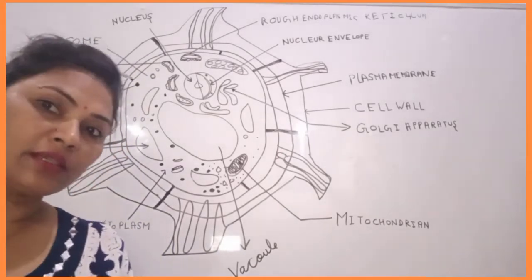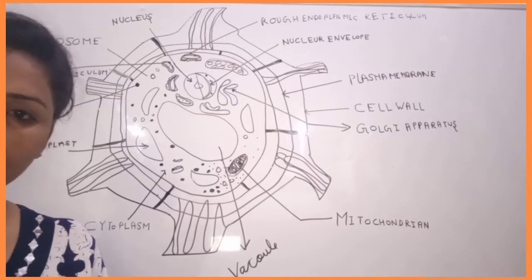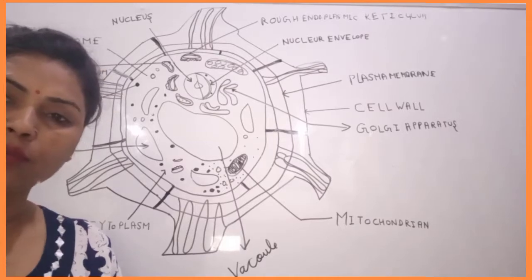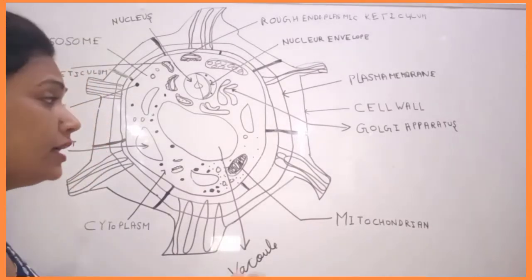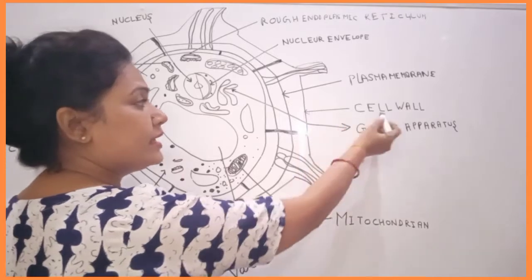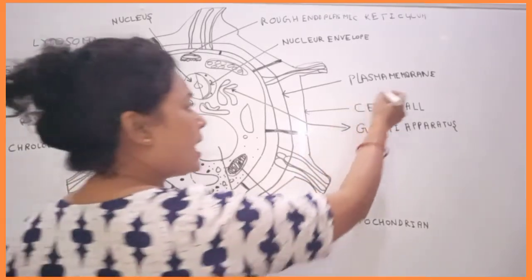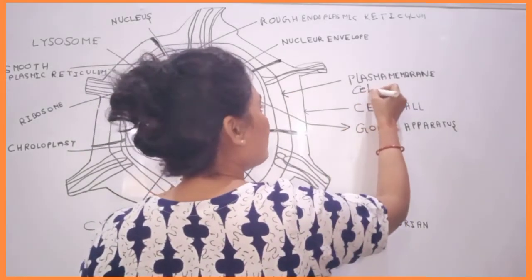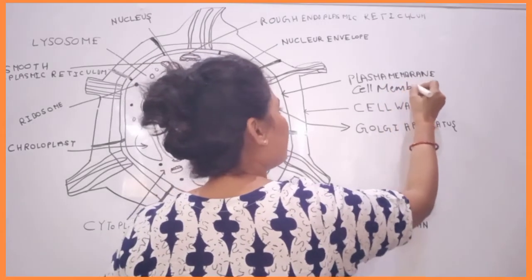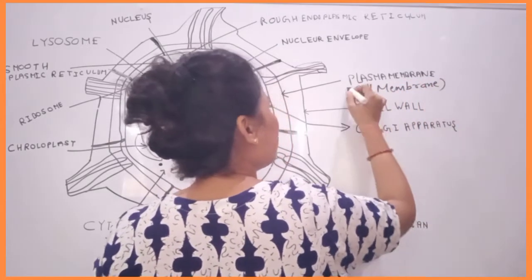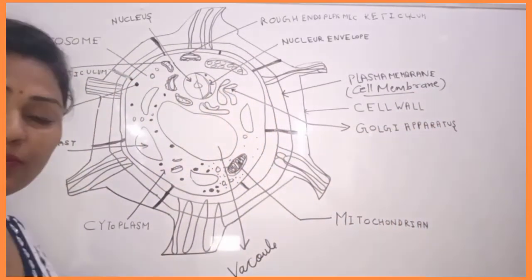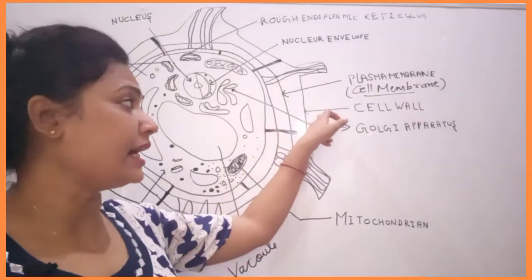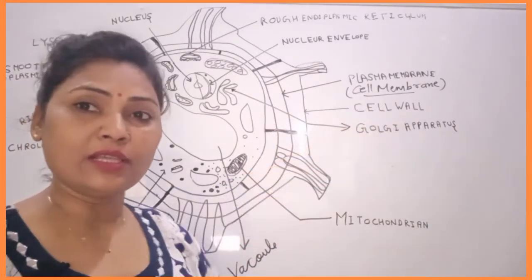As you know, this diagram is of a plant cell. A plant cell has one more envelope, the cell wall. The plasma membrane is the outer membrane, and it is also known as the cell membrane. The cell membrane is present in animal cells as well as plant cells, but in a plant cell one additional layer is always present, that is the cell wall.